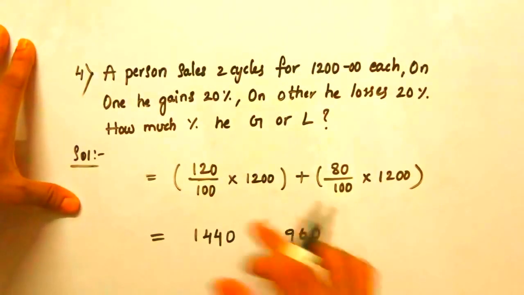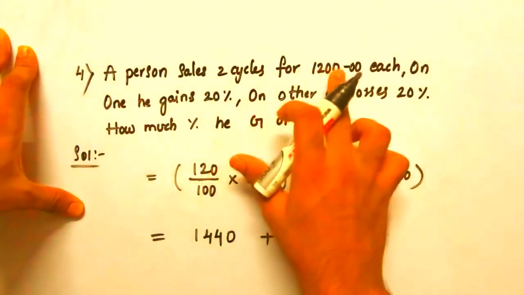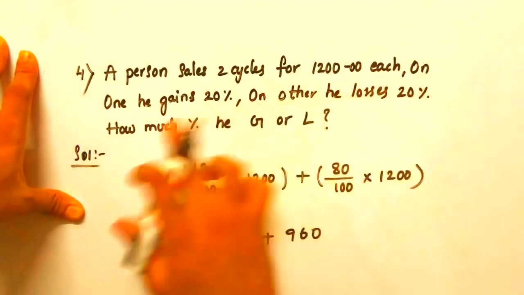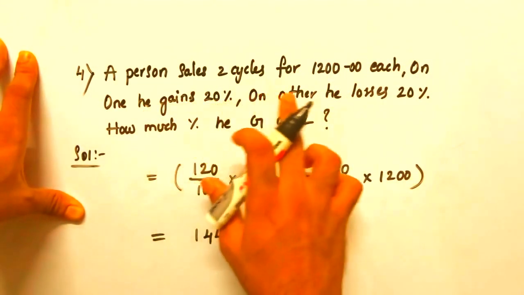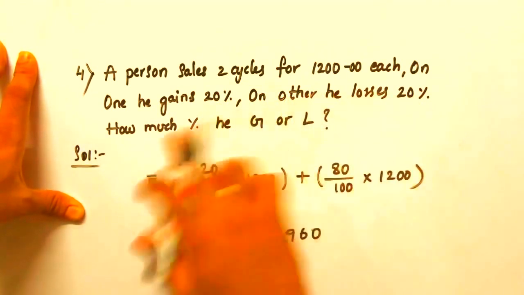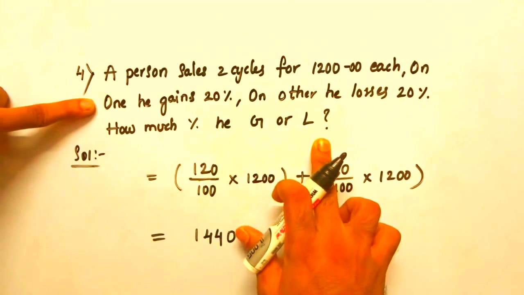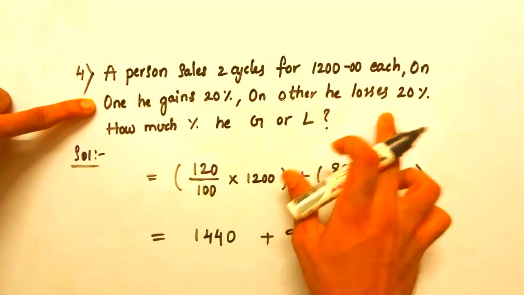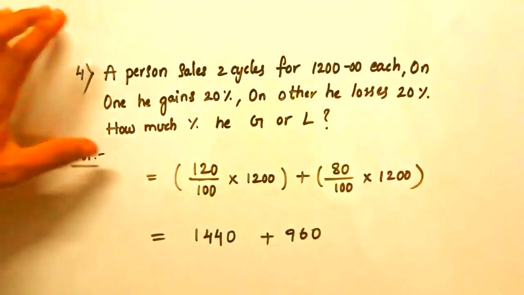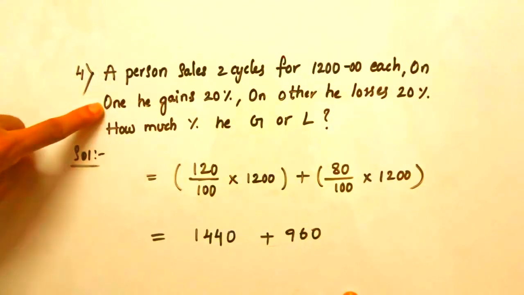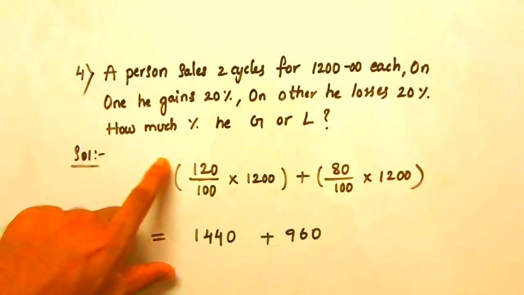Here the fourth problem. A person sells 2 cycles for 1200 each. That means the 2 cycles cost is 2400. On one cycle he gains 20%, on the other cycle he loses 20%. How much percent does he gain or lose? From the second line it is very clear that he gains 20 and he loses 20, so there is no change. Let's check out how to solve this kind of problem. Following the second line, here it goes.